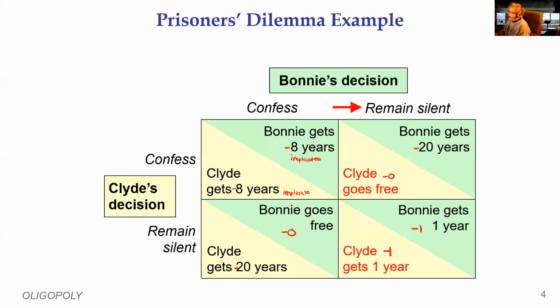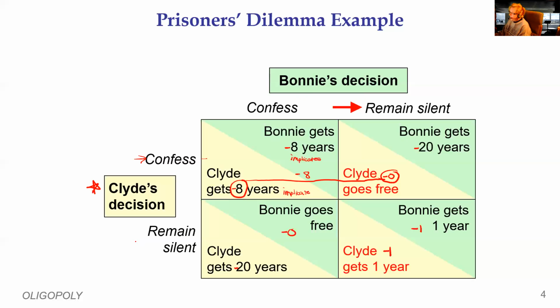Okay. So to take a look at how this would work, the first thing I want to do is look at Clyde first, okay? So let's look at Clyde confessing. When Clyde confesses, he can either get -8 years or -0. So the first thing I'm going to do here is add those two together. So that's a -8.